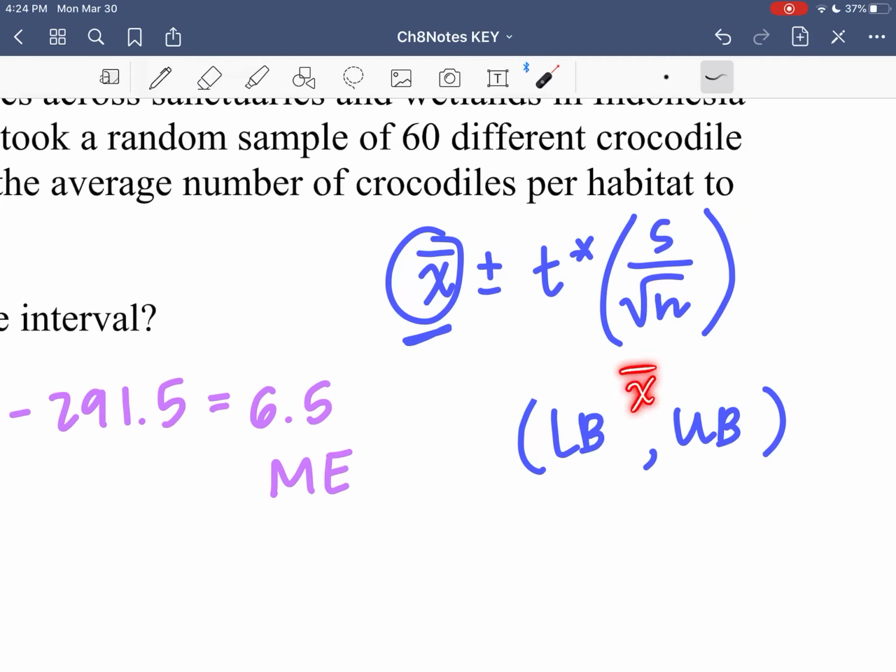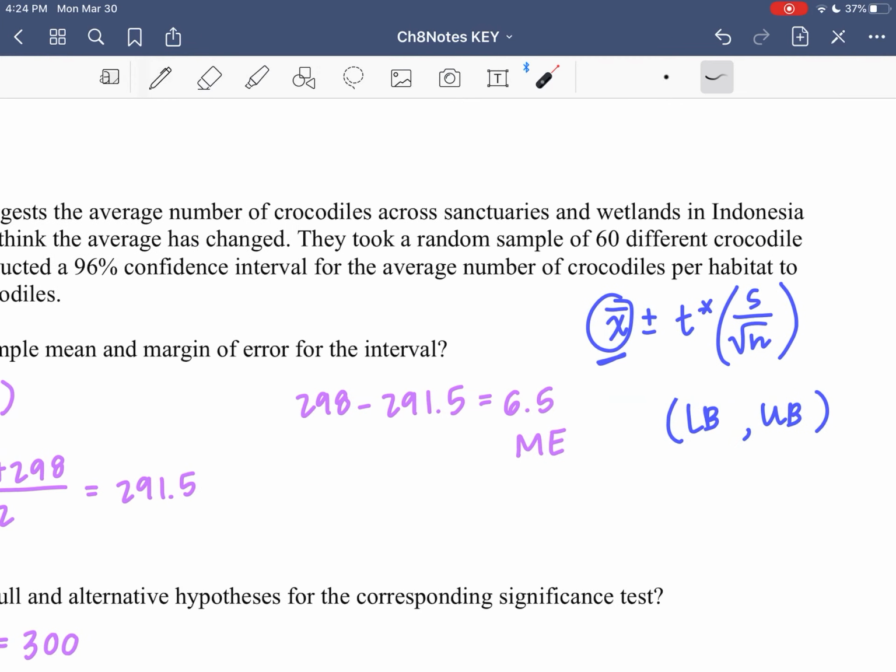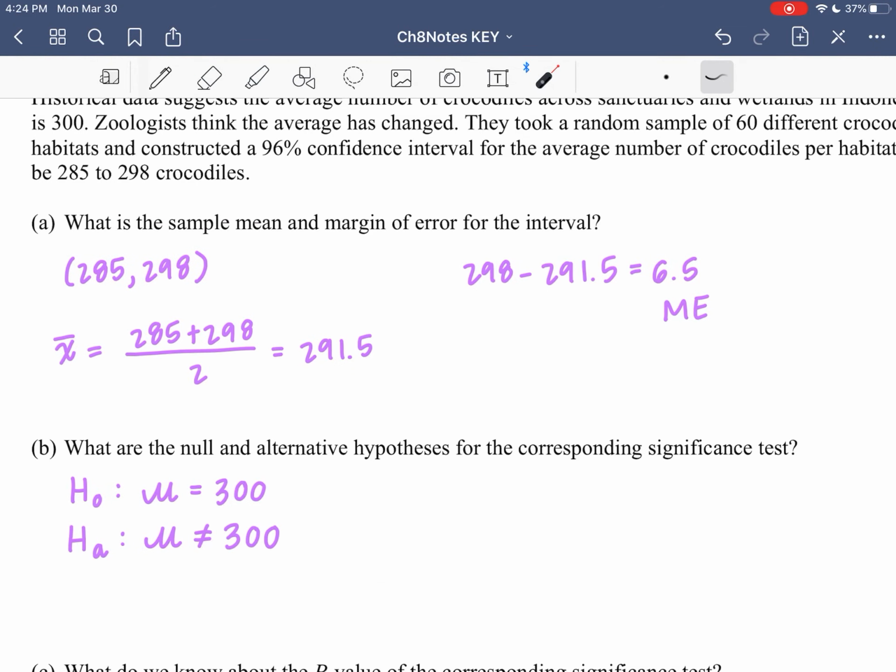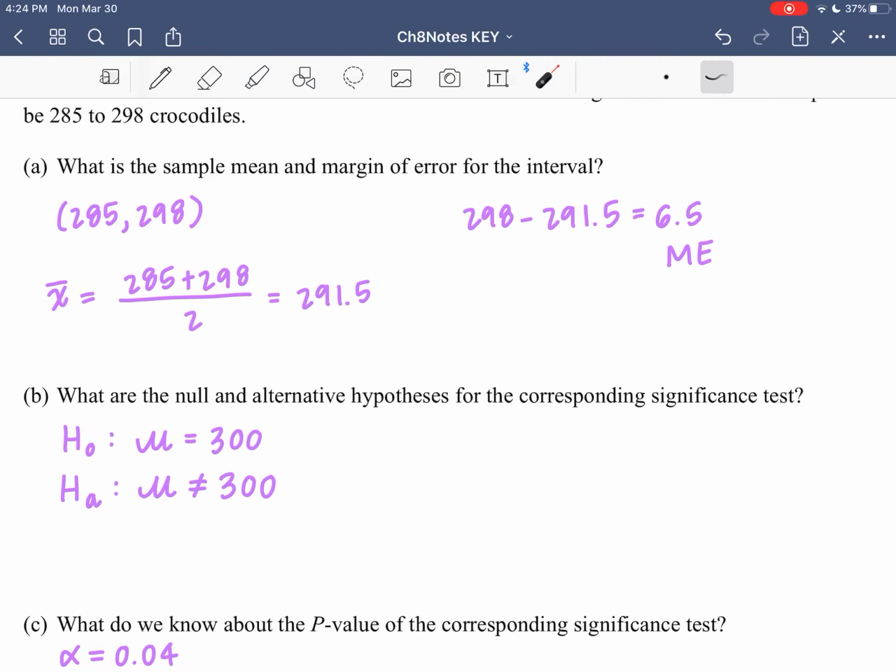So now that we have our x bar, our sample mean, we just need to know how much we added to get our upper bound, and how much we subtracted to get our lower bound. So we're just looking for the distance between our x bar and our upper bound, or x bar and our lower bound. If we do our 298, which is our upper bound, minus our x bar, we would get 6.5. You could do your x bar minus your lower bound, and you would also get 6.5.